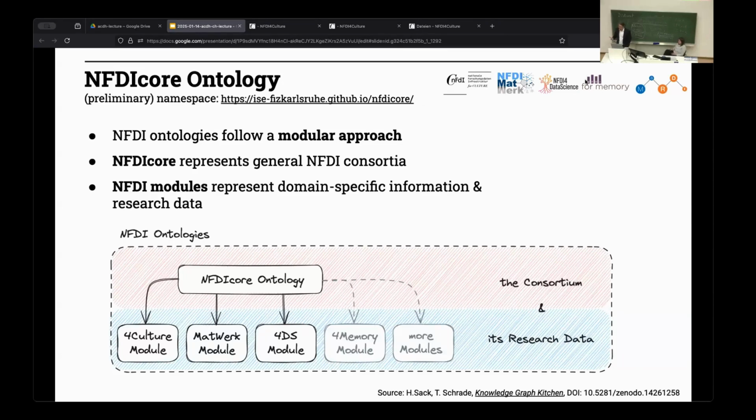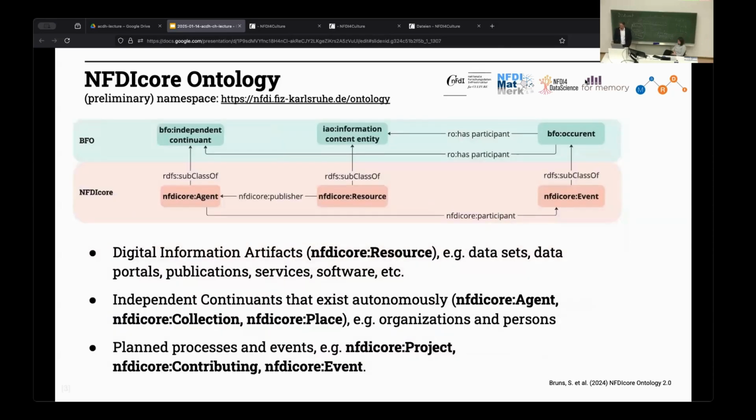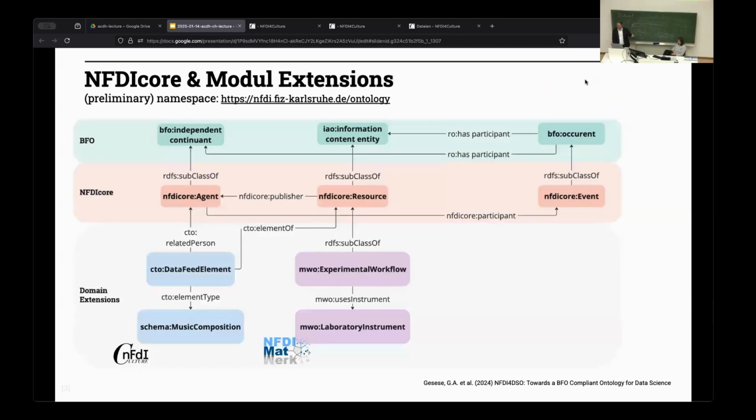And each of those parts of the NFDI core ontology are subject specific. So you have an NFDI for Culture module, an NFDI for Material Science module, and an NFDI for Data Science module. And so the idea of the ontology is, on an abstracted level, to bring things together. And for us, this means we as NFDI for Culture can use the concepts that are relevant to cultural heritage. You see some of them here on the left-hand side. But at the same time, once we use the common ontology, we can also speak with material sciences, for instance, or with data science.